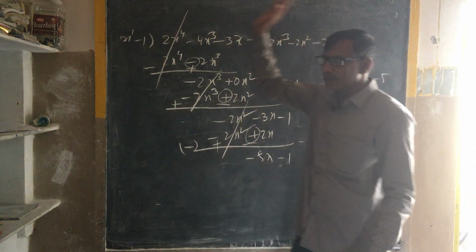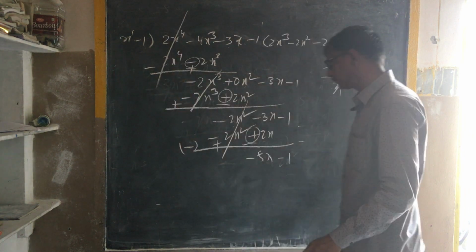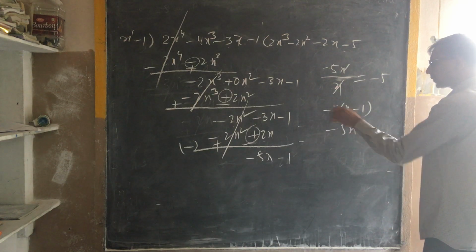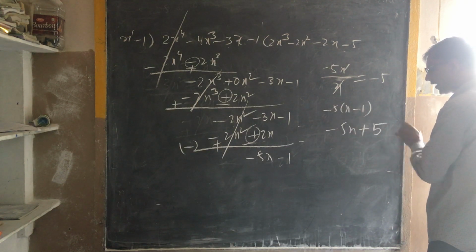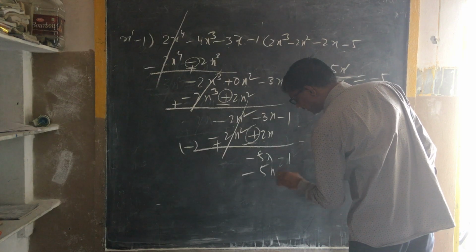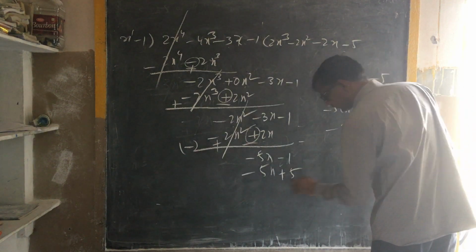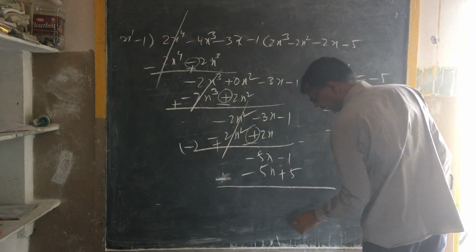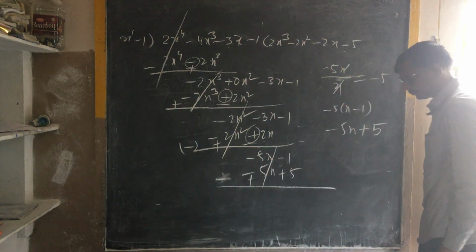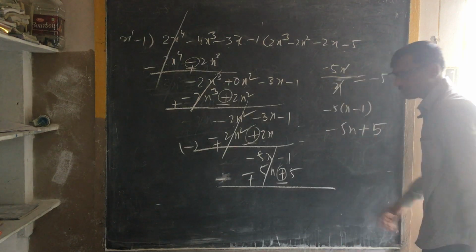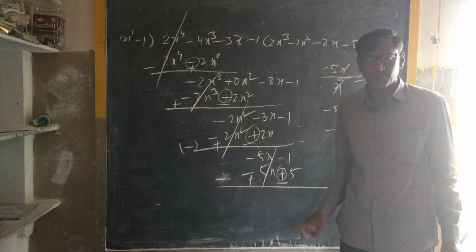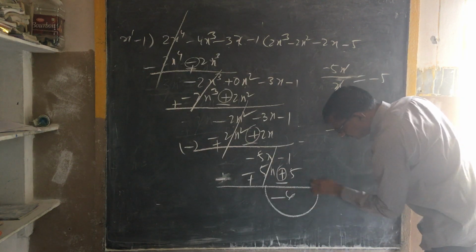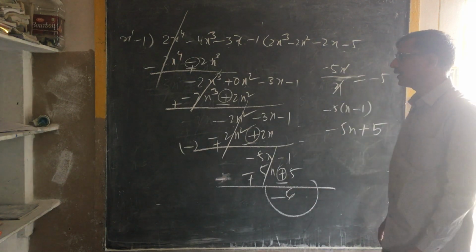That minus 5 multiplied with x minus 1 again. Minus 5 multiplied with x minus 1. Minus 5x, minus into minus plus 5. So, minus 5x plus 5. By subtracting, these two get cancelled and this becomes minus. Now, I have two negative integers, minus 1 and minus 5, minus 6. So, this is my remainder.